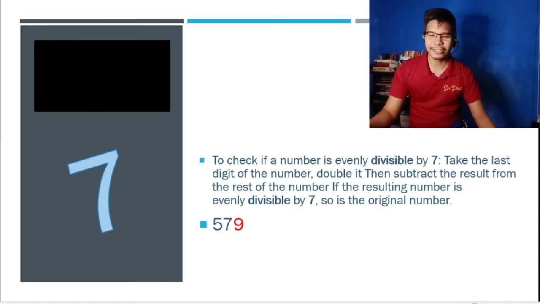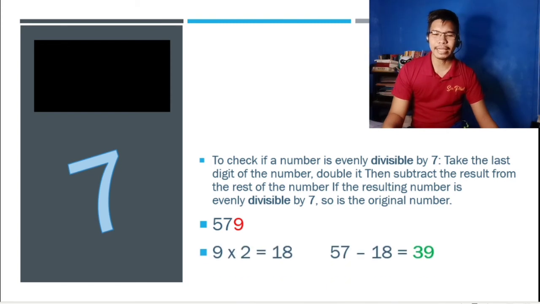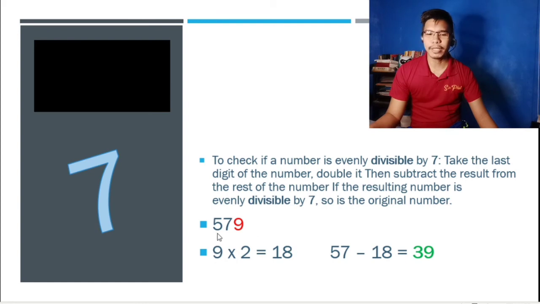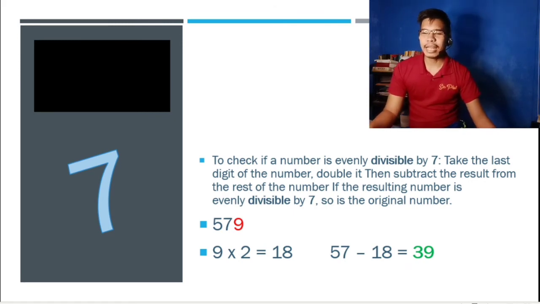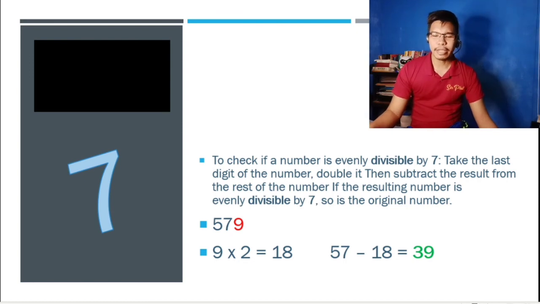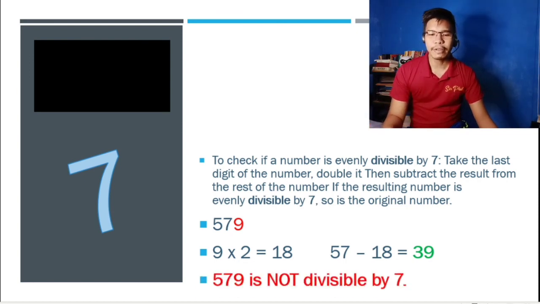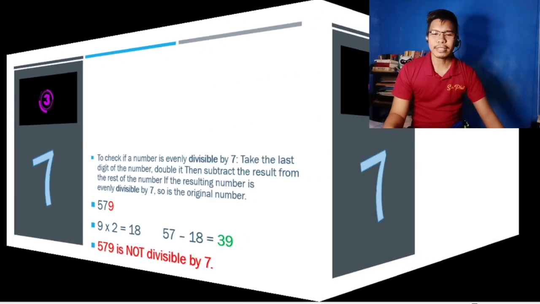So let us check if your answers are correct. So we take 9, multiply it by 2, that is equal to 18, and then we subtract it from the remaining number, which is 57. 57 minus 18 is equal to 39. 39 is not divisible by 7, so therefore 579 is not divisible by 7. Let's have the last example.